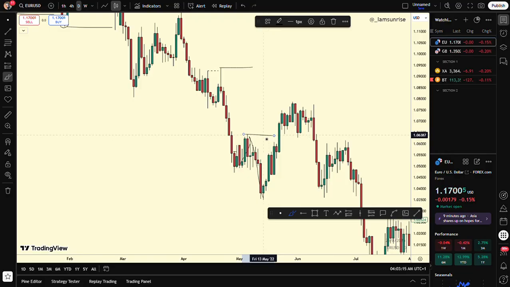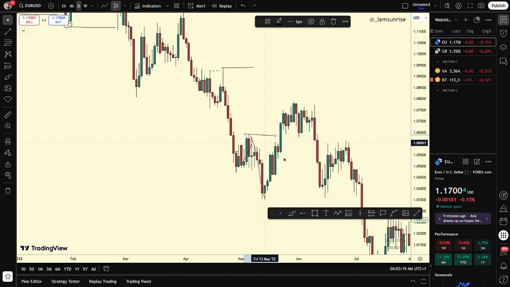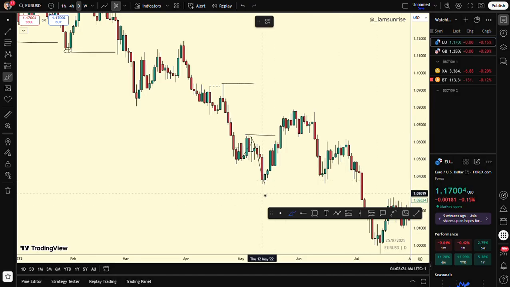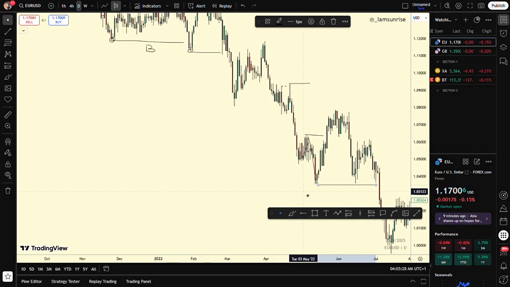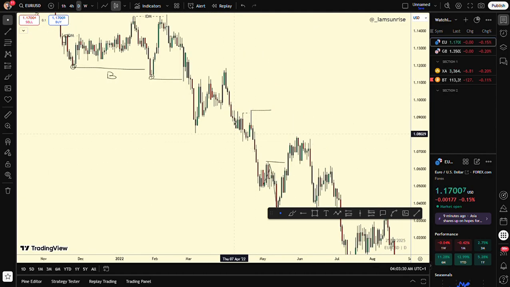That is the pullback we will now use as the inducement. So price has taken out inducement and then dropped to the downside. So we have a break of structure. I can show you on and on like this. I can keep showing you different diagrams.